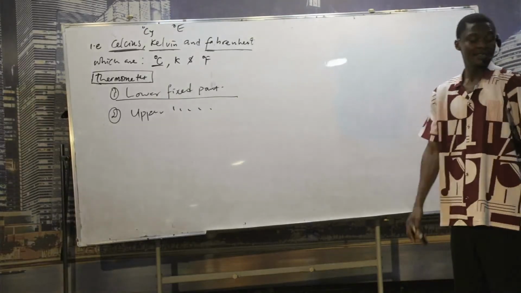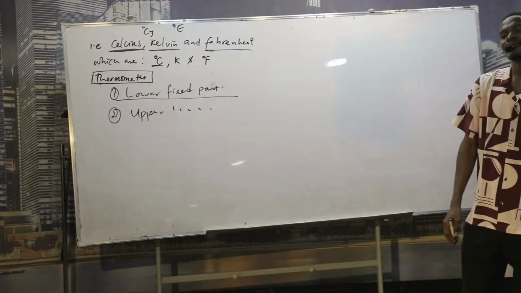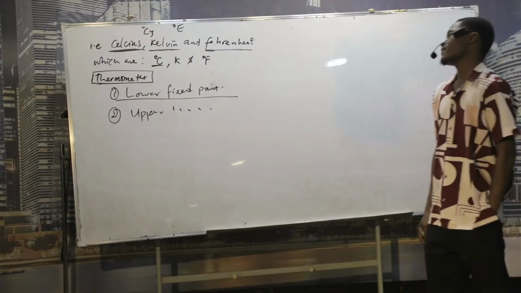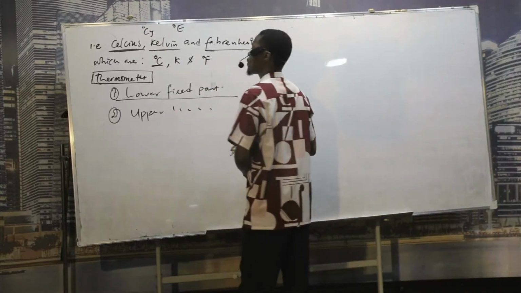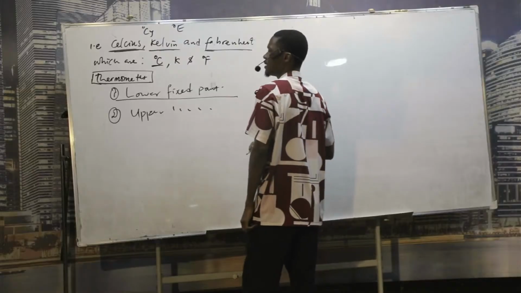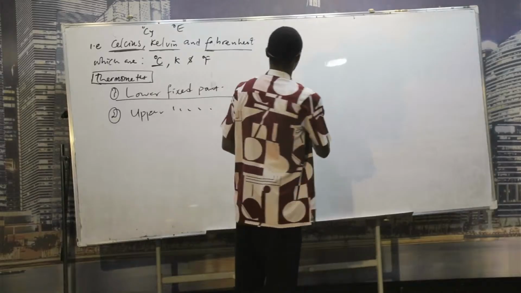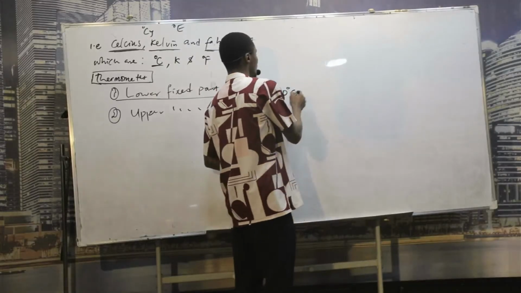Where did we stop? For that given scale. Full stop. Example. For the Celsius scale, it is 0 degrees Celsius, comma.